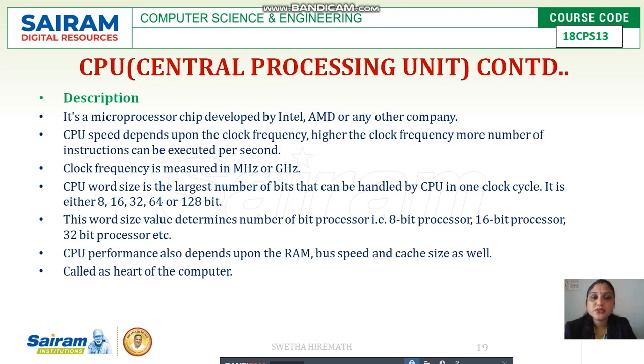So this word size value determines the number of bits of the processor, that is, whether it is an 8-bit processor, 16-bit processor, 32-bit processor, 64-bit processor, or 128-bit processor. So based on the number of bits of data being transferred, we are going to differentiate between the processors.